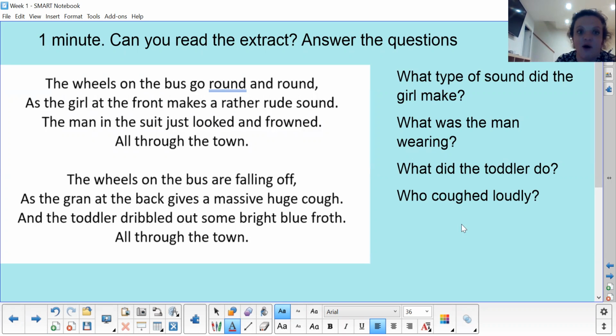Okay, well done. So I'm going to read it to you and then I'm going to give you some time to answer the question. So the wheels on the bus go round and round as the girl at the front makes a rather rude sound. The man in the suit just looked and frowned all through the town. The wheels on the bus are falling off as the gran at the back gives a massive huge cough. And the toddler dribbled out some bright blue froth all through the town. So what type of sound did the girl make? See if you can find the answer.